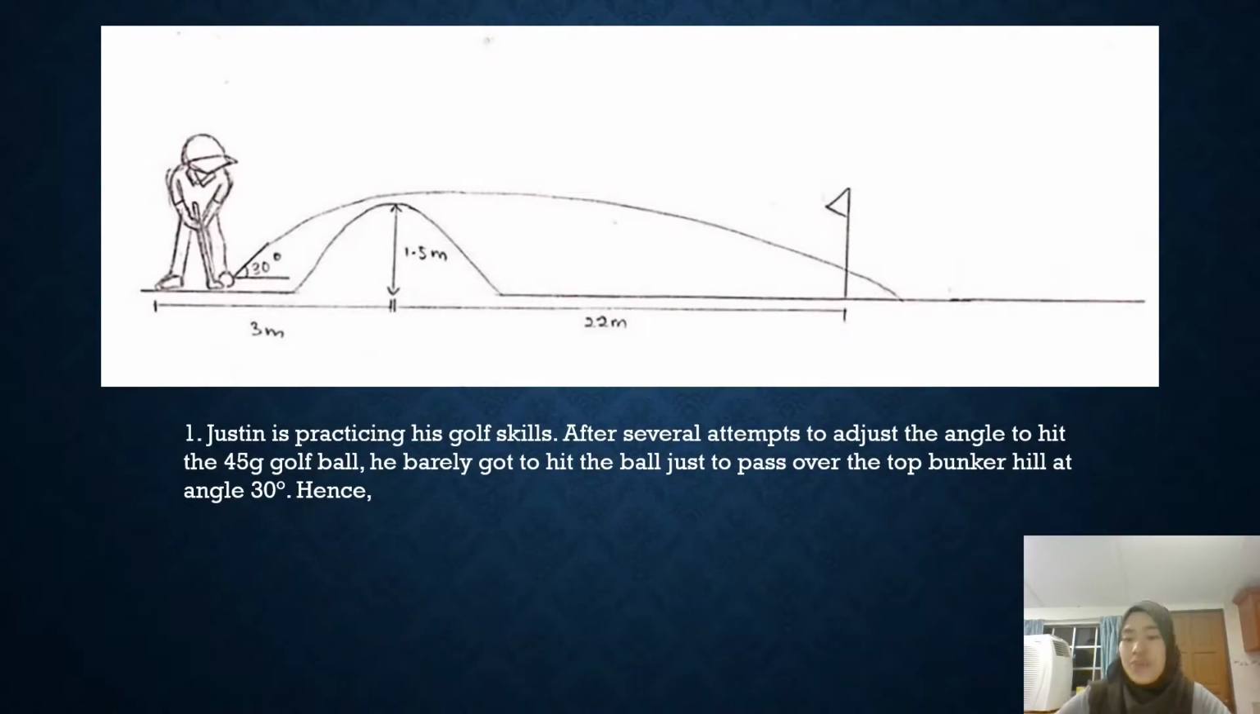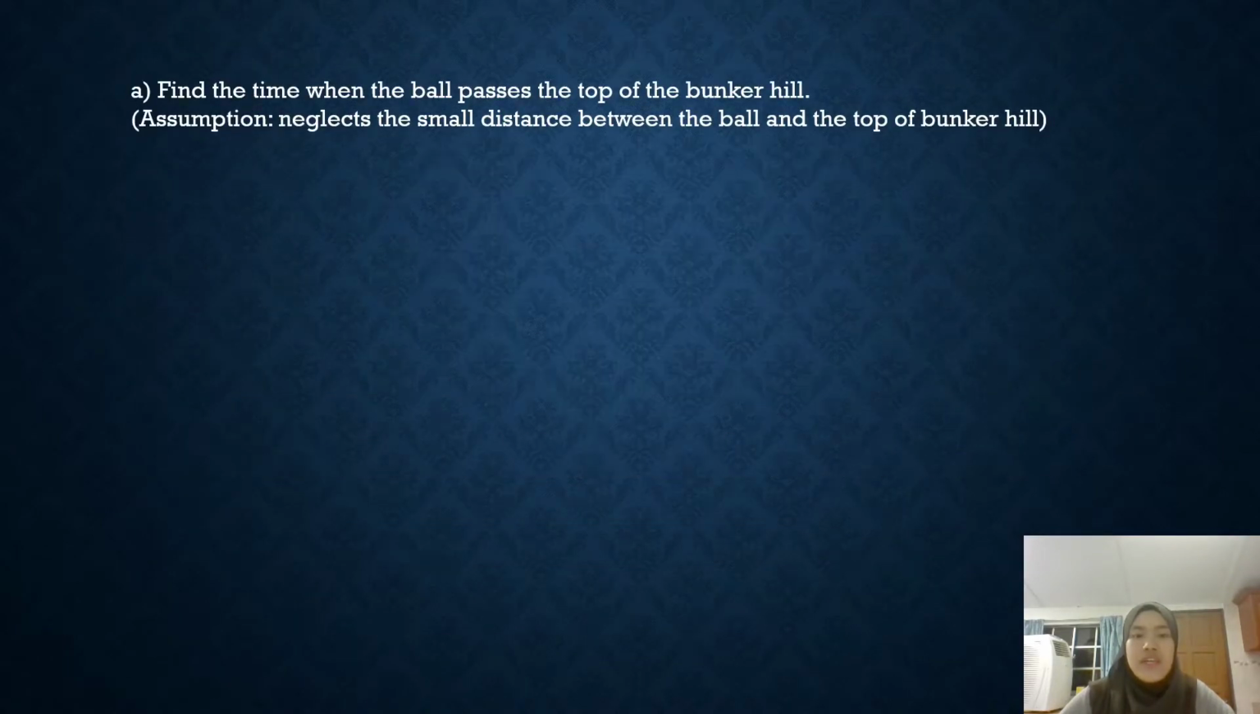So the situation is Justin is practicing his golf skills. After several attempts to adjust the angle to hit the 45-gram golf ball, he barely got to hit the ball just to pass over the top of the bunker hill at an angle of 30 degrees, as in the diagram. Hence, find the time when the ball passed the top of the bunker hill. Assumption: neglect the small distance between the ball and the top of the bunker hill.